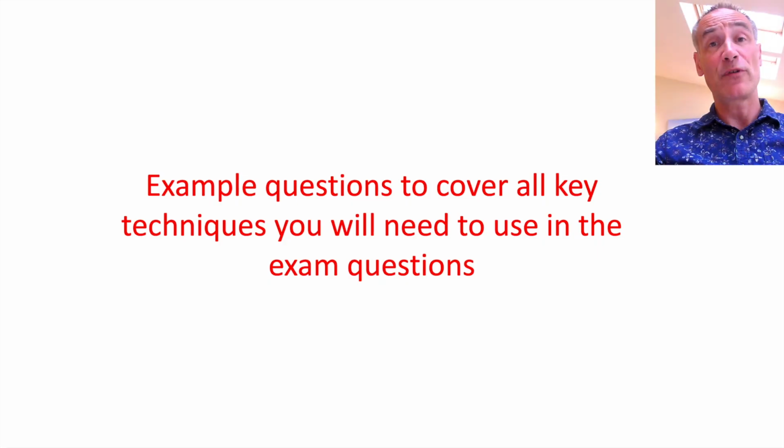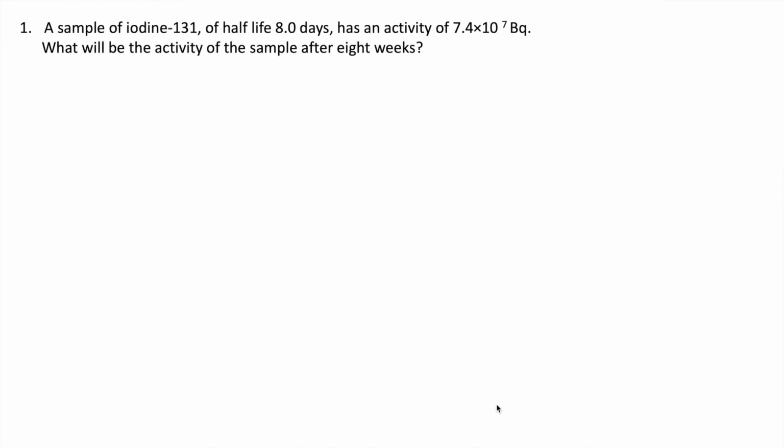So let's now apply what we've learned to example questions, which I've made sure cover all the techniques that you will need to use in exam questions. So our first question, we have a sample of iodine 131 with a half-life of 8 days, and it has an activity of 7.4 times 10 to the 7 becquerels. What will be the activity of the sample after 8 weeks?